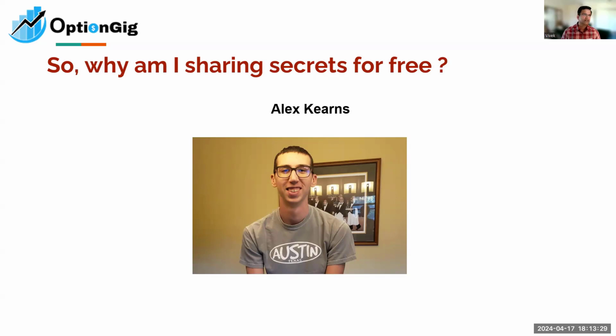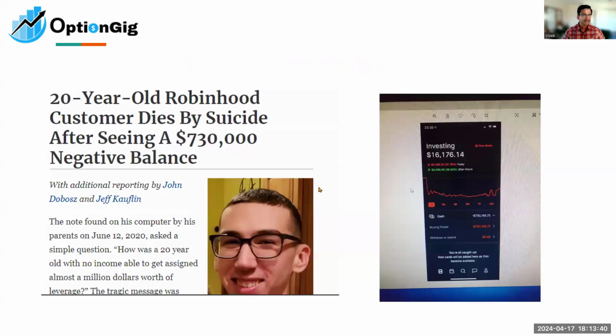If you were active in the US market in 2020 or 2021, the name of this kid, Alex Kearns, was all over the financial media. It is a sad story. The Robinhood app was very famous. Everyone was downloading Robinhood, and everyone suddenly became an investor or trader overnight. And in this sad story, 20-year-old Alex Kearns took his own life because he had an options trade and his portfolio showed a negative 730K balance, and he thought that was the money he owed.